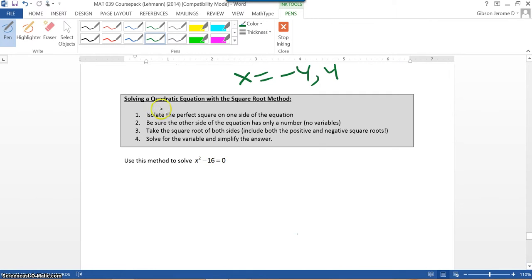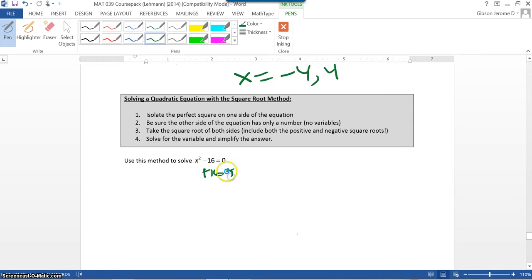Now we go down here. It says solving a quadratic equation with the square root method. Isolate the perfect square on one side of the equation. Be sure the other side of the equation has only a number, no variables. Take the square root of both sides, include both the positive and negative square roots, solve for the variable and simplify the answer.